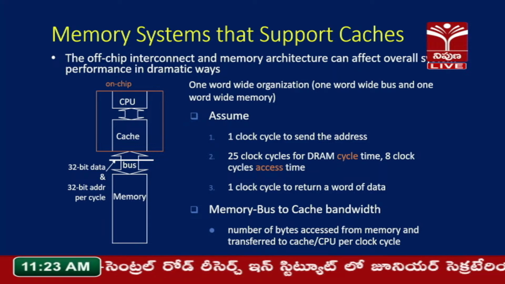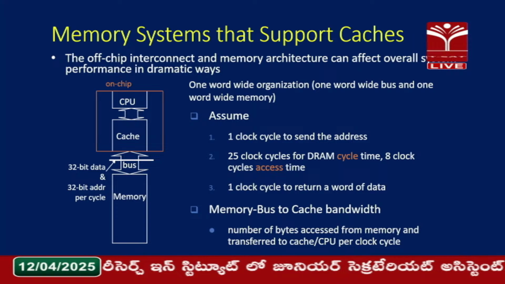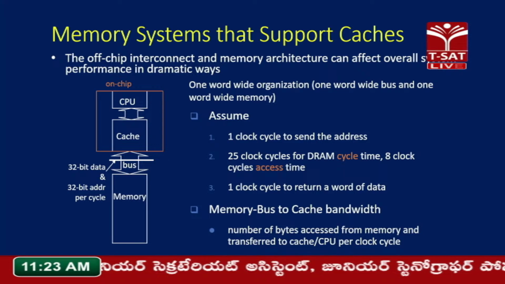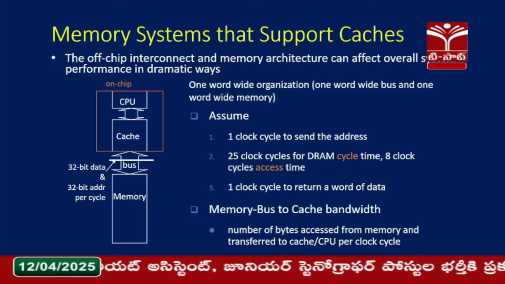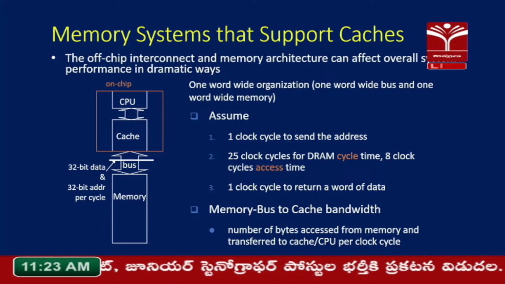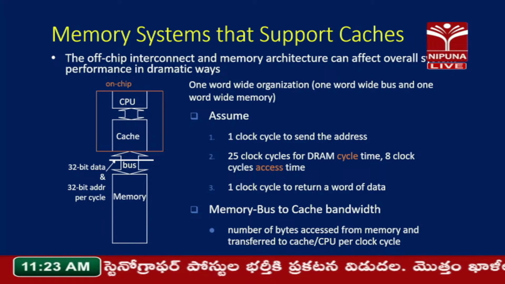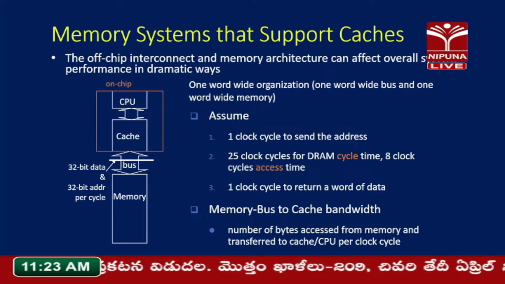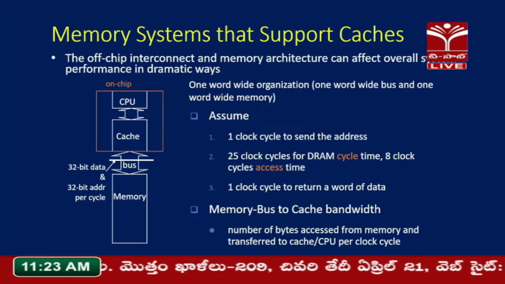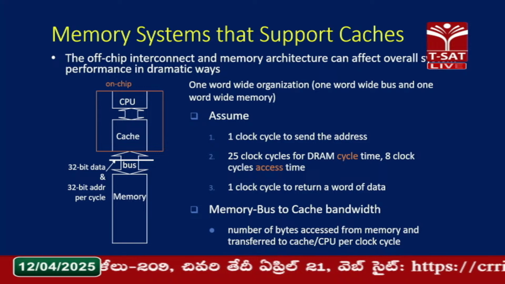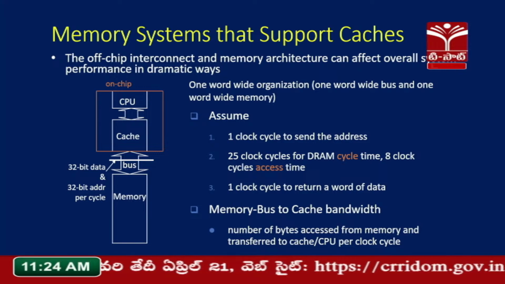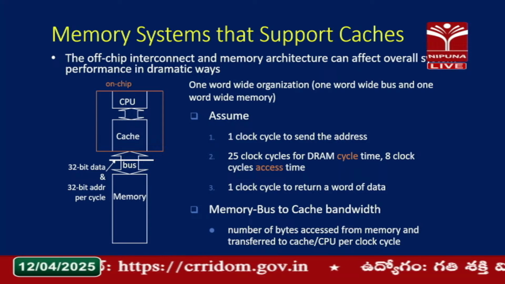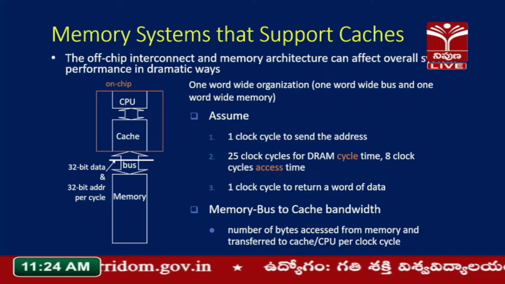So, in this case, let us assume there is 1 clock cycle to send the address, and 25 clock cycles for the DRAM access, which is the cycle time, and 8 clock cycles as the access time, right. So, there is a DRAM cycle time and then there is an actual access time for accessing that particular memory, and 1 clock cycle to return a word of data. In this case the memory bus to cache bandwidth is the number of bytes accessed from the memory and transferred to the cache per CPU clock cycle. So, the CPU clock cycle is the measure at which the data is getting moved from the main memory to the cache.